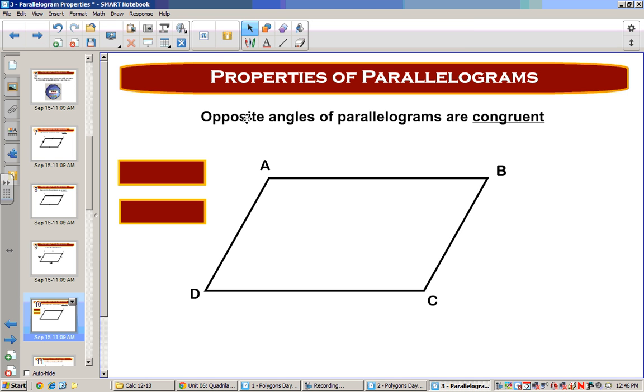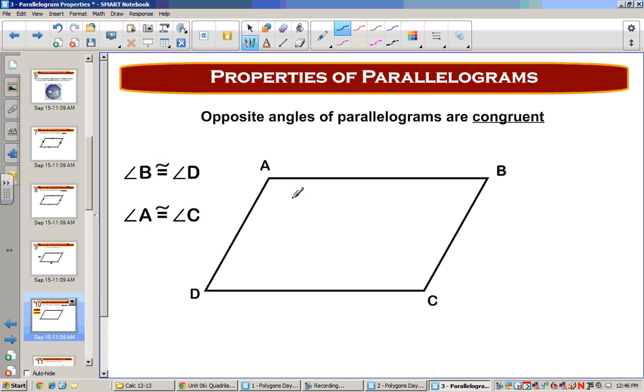The next property is opposite angles of a parallelogram are congruent. So what that's saying is angle A is going to be congruent to angle C. Likewise, angle B is congruent to angle D.